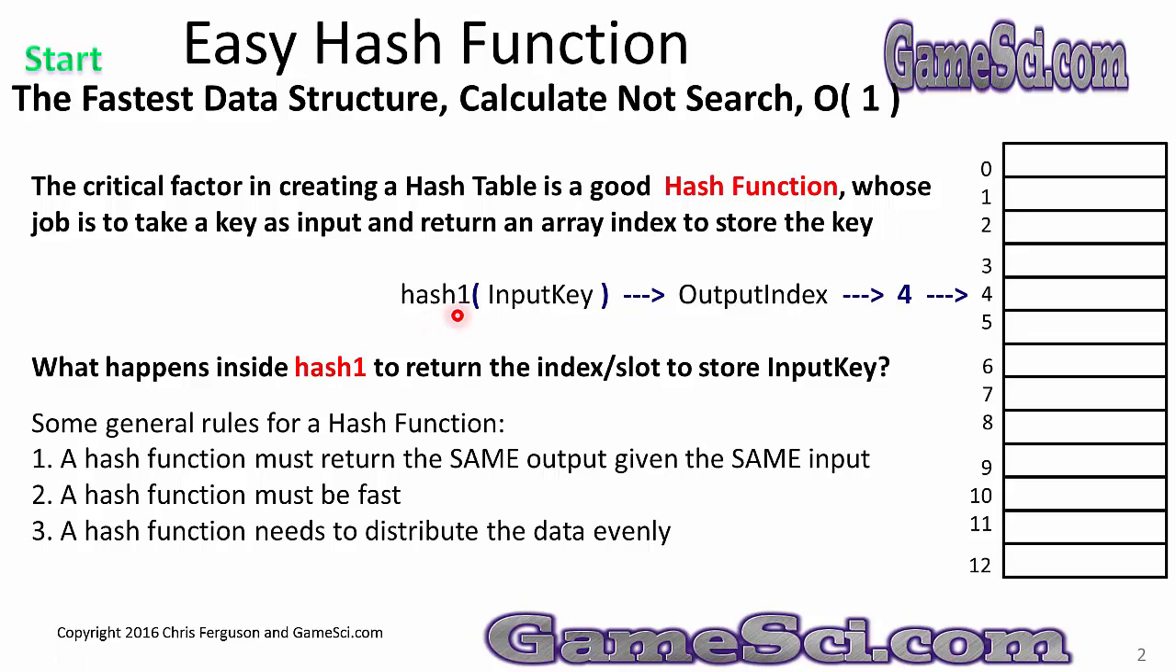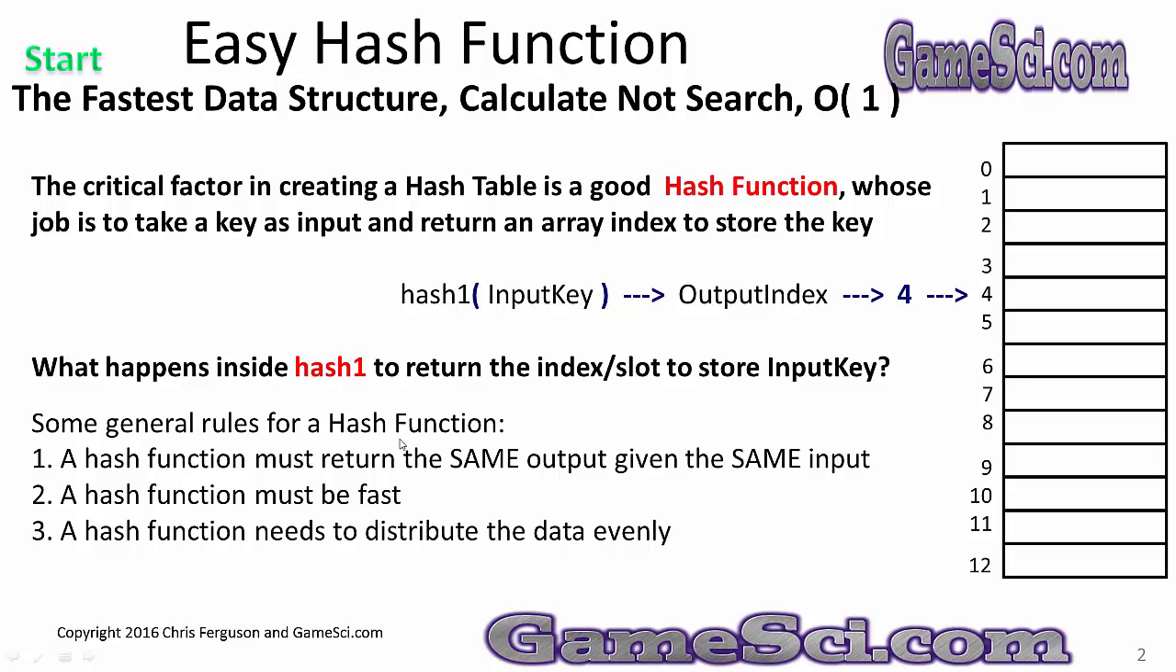So we're going to take hash1 as our function and pass it an input key. It's going to send as output an index where we want to store the data. So if it says return 4, store the data at position 4 in the hash table array. What happens inside hash1 to return the index/slot to store the input key?